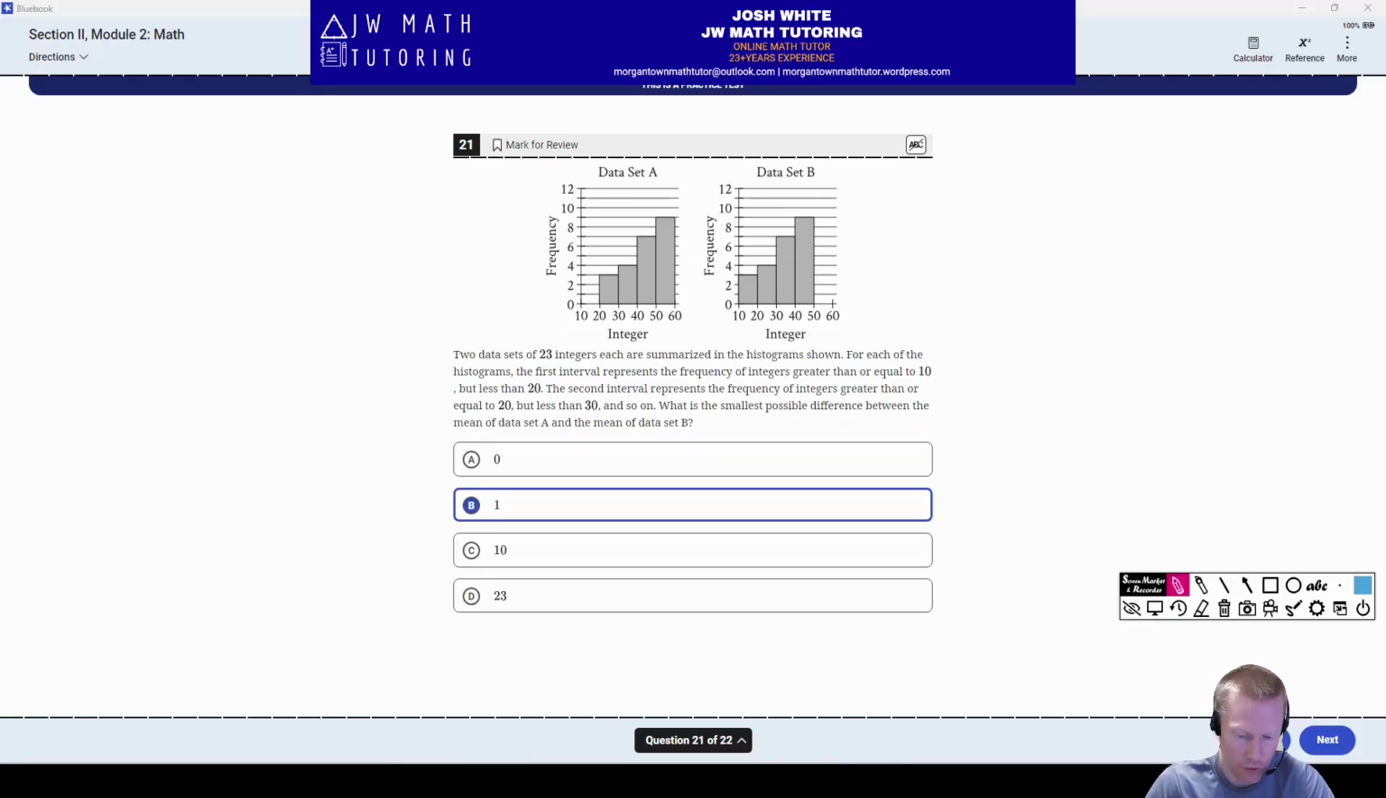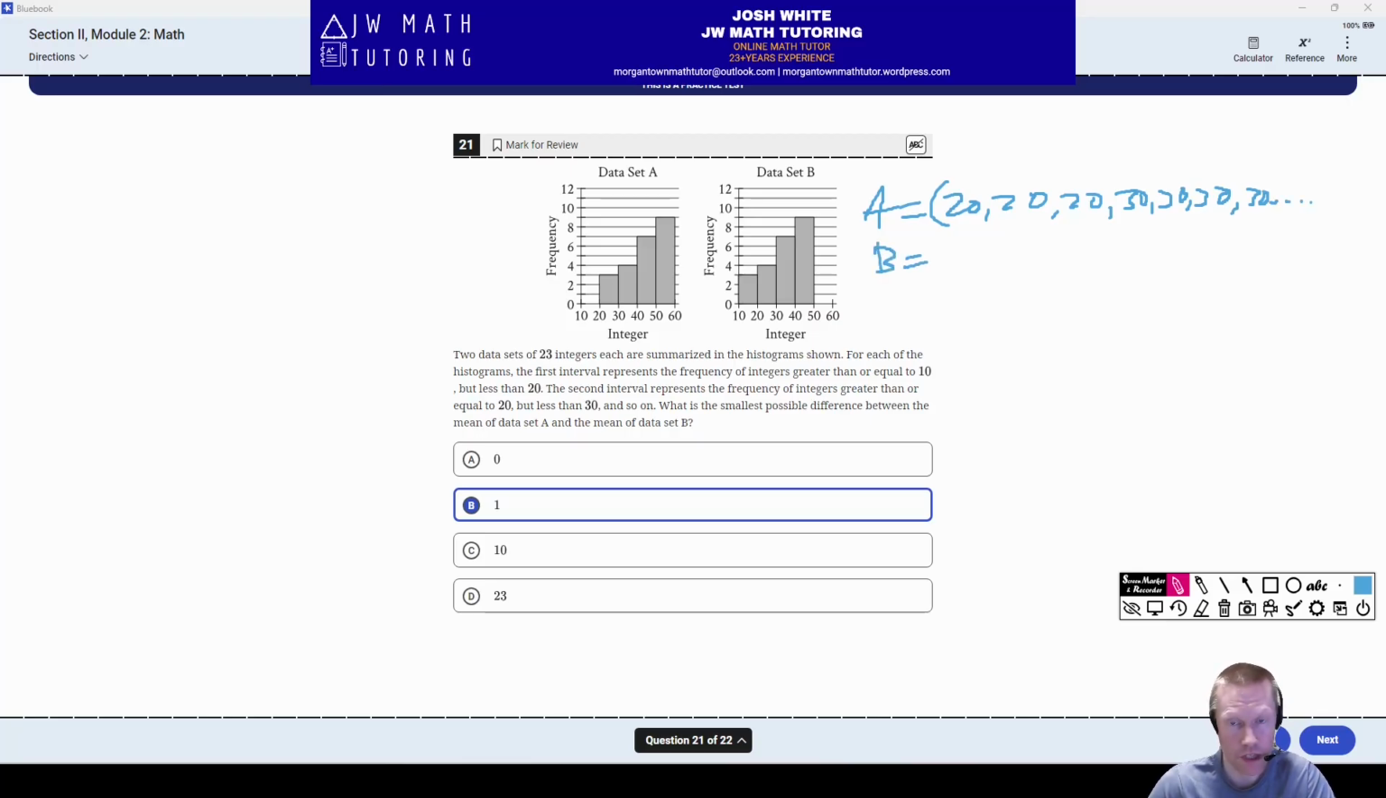The trick to this one, or the way this one works, is in data set A, you put every value at the bottom or the left edge of the bar. So in other words, you would start off with 20, 20, 20, the three smallest values you could have between 20 and 30, 20 and 29. And then next would be 30, 30, 30, 30, dot, dot, dot, all the way up to 50.